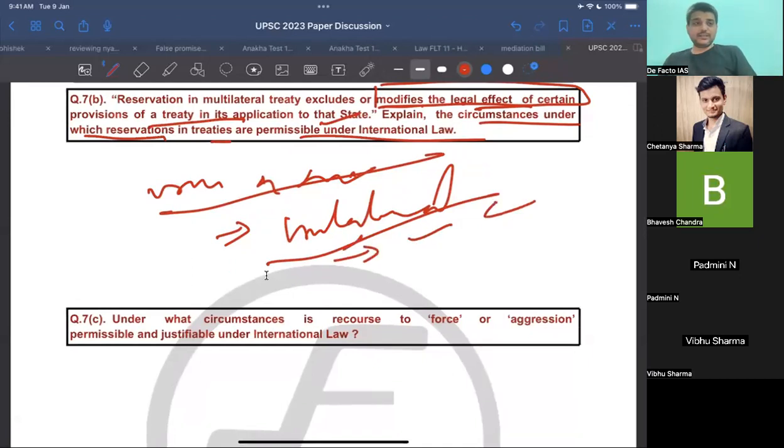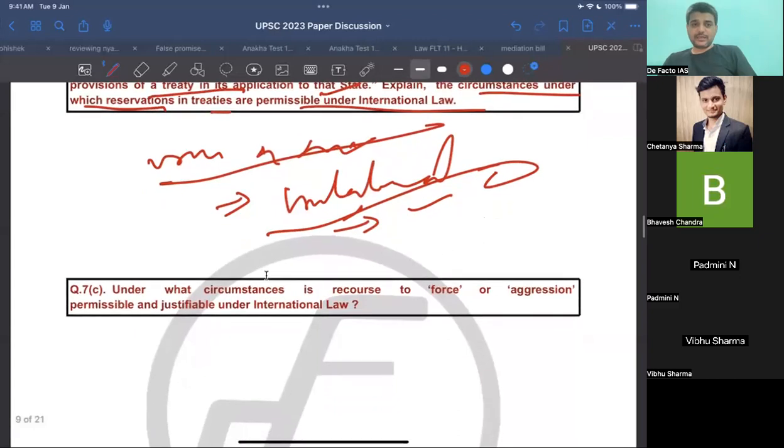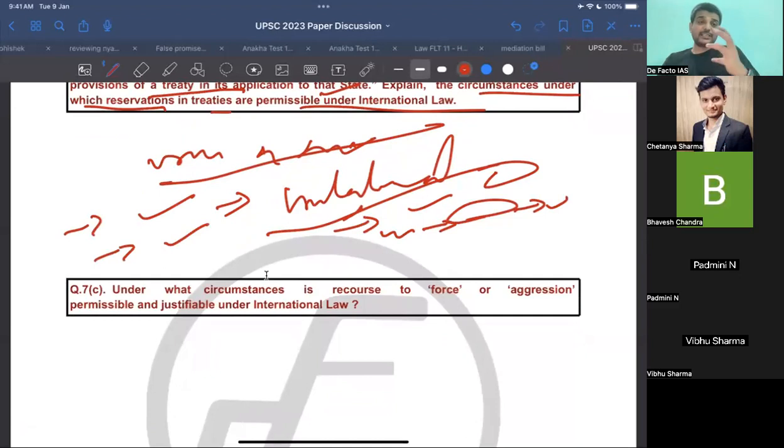Express permission is needed, Article 19A. Then implicit permission: if not provided, then obviously it would not be given. If it is restricted, it would not be given. Reservation cannot be against the object and the purpose of the treaty, Article 19C. Then you can also talk about how a reservation can be withdrawn by the states, Article 22, right? So simply write these provisions along with the article in brackets and a simple, layman explanation.